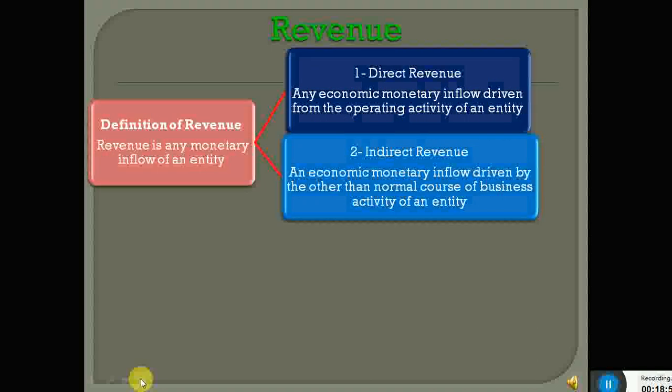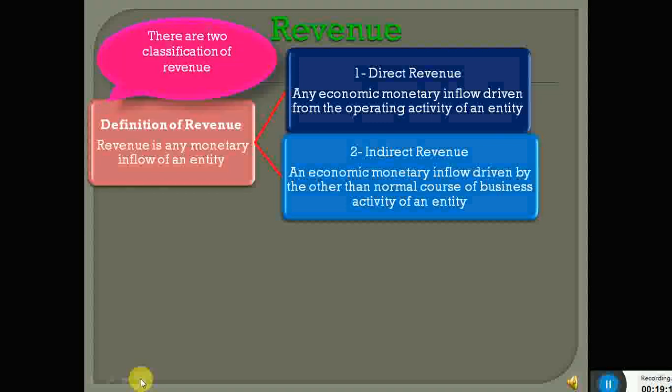And here we go. This is the final slide of our continued lecture. Students, the last element is revenue. Revenue can be defined as any monetary inflow of an entity. This is the simplest example, the simplest definition.